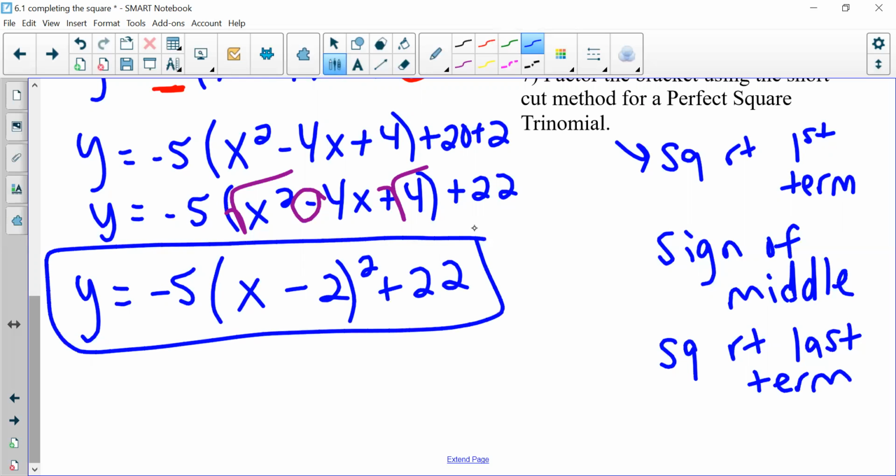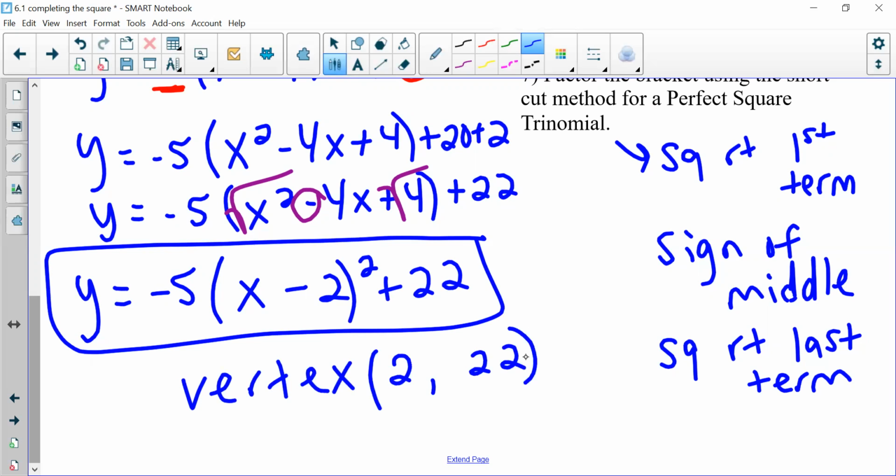And now I can see my vertex is at 2 and 22. And if I wanted to completely describe this parabola, I could. I know it's opening down. It's been stretched. I can describe the left, right, and up, down transformations here in vertex form. We will be doing this tomorrow as well, but I would suggest if this felt very new to you, watch the video again. Try to get this as much in your memory as possible before we continue working with it tomorrow.